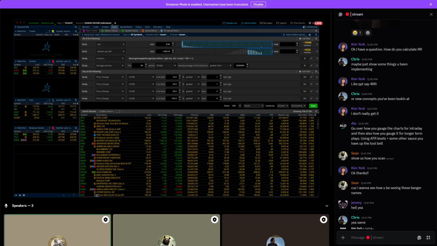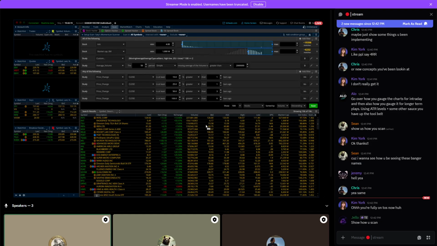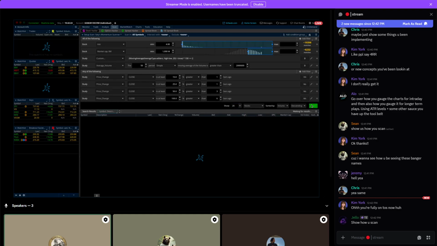Because I can't see with TOS open. It pulls up the whole thing. But yeah, and then you can just scan. You can make it show less if you want. It shows 20 by volume descending. Then you scan it.